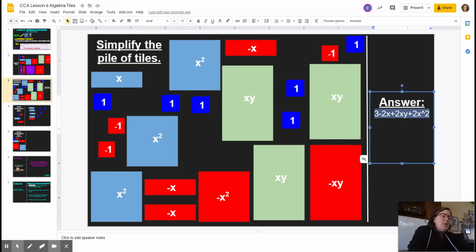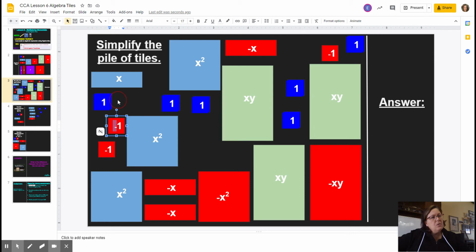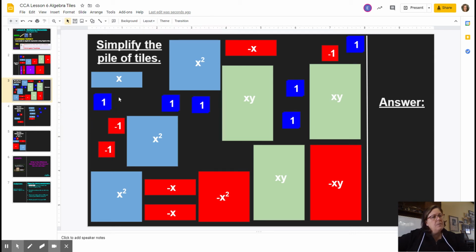All right, so the other thing that you're going to be asked to do is to simplify those tiles, and it goes back to what we just said on slide 4. We can simplify tiles and cancel out any 0 pairs by matching them up. So we can move tiles of the same kind. See, now it wouldn't let me move that one. There we go. We can move tiles of the same kind so that they are next to each other as a like pair, and they can make a 0 pair.